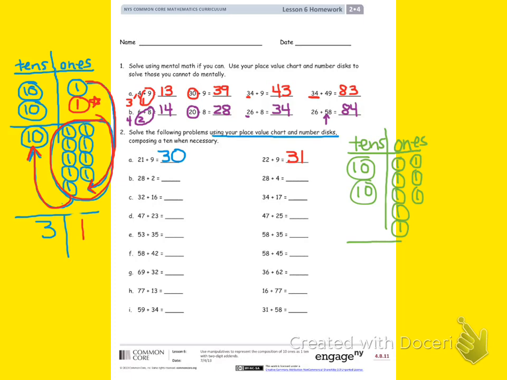Okay. Now I'm going to add the other 2 ones. And as you can see, these 2 ones could easily fit right here. If I did that, the whole entire group would be a 10 and move over here. So 28 and 2 more makes 30.